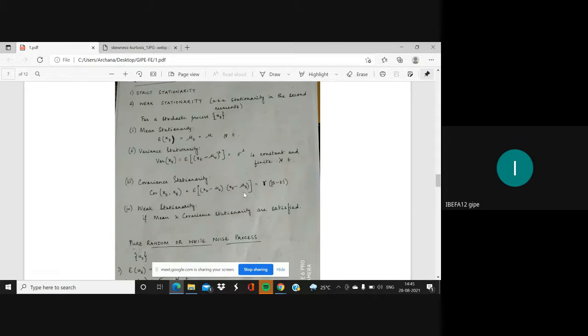If you have a process xt, the covariance between xt and its own lagged values or past values depends only on the lag or the difference in time. So this gives you the difference in time, s minus t. It will depend only on the lag and not on the actual moment in time that you have used to calculate the covariance.